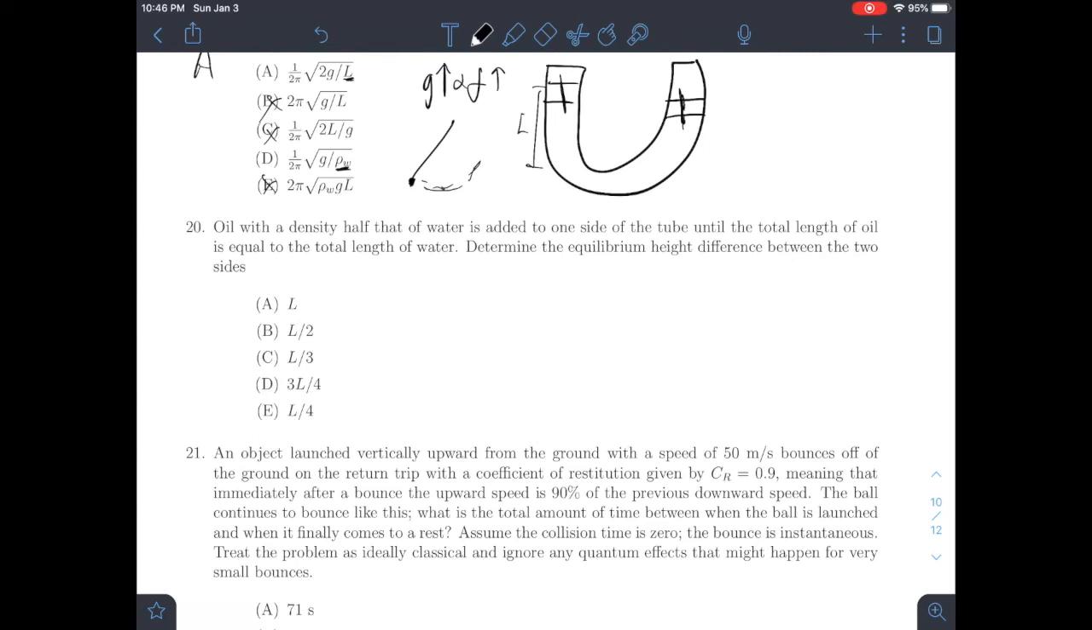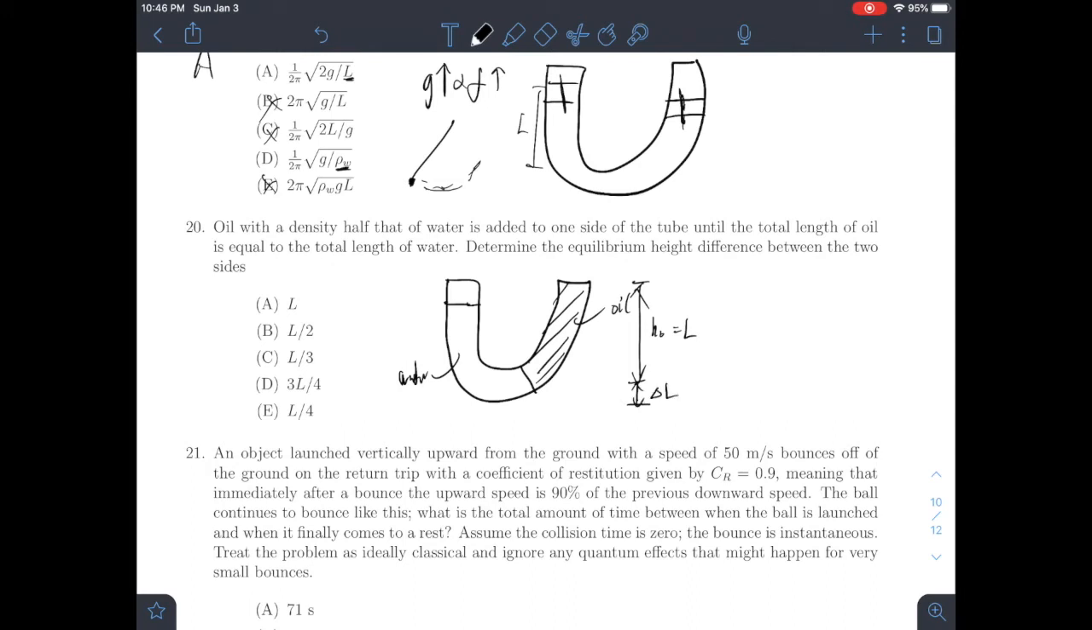Question number 20. Oil with a density half that of water is added to one side of the tube until the total length of the oil is equal to the total length of water. Determine the equilibrium height difference between the two sides. So let's draw water with more density, so it's lower on this side. And this side is all oil, and there's a difference in height. Right hand side is oil, left hand side is water. Let's define the height of the oil as HO, which is equal to L. And the height from the bottom is water. Let's define this height as changing by delta L. Then the water height HW is equal to L minus delta L. Is that correct?